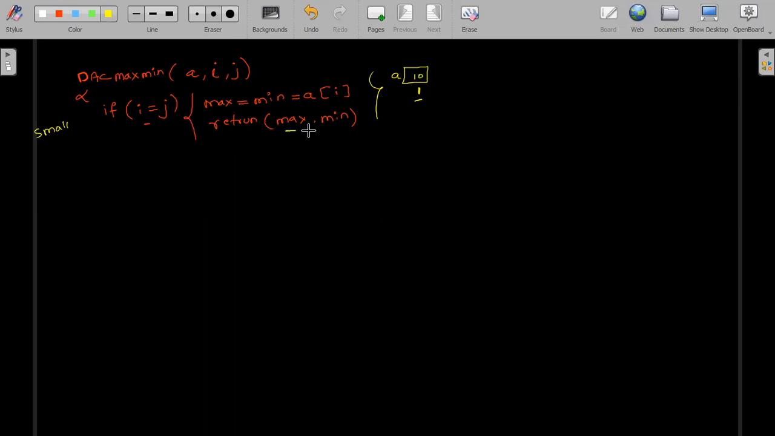Now max will return 10, and minimum will also return 10. Fine. Now see here. So that is the case.